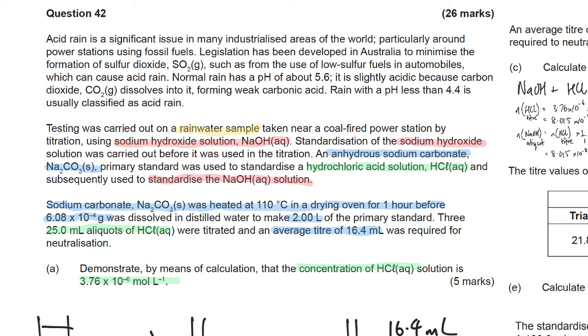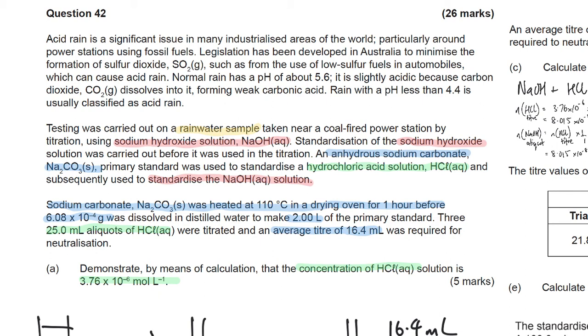Why didn't they just do the rainwater against the anhydrous sodium carbonate? I don't know, but generally it's just not done that way. So that's the overall entirety thing. There's like two parts of it: the primary standard versus the first standard, the first standard versus the second secondary standard, and then the secondary standard to the sample, which is like three different things.